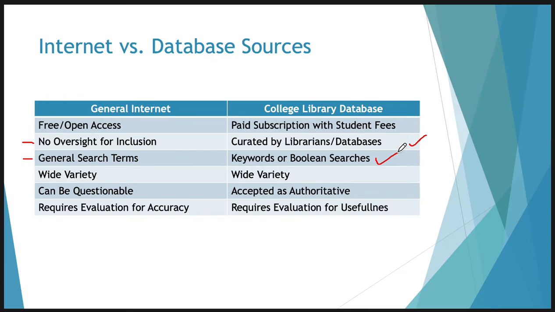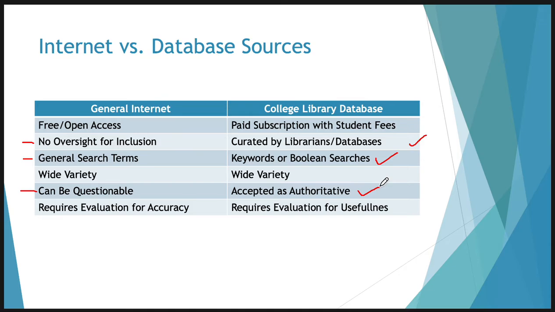Now, both the general internet and the college library databases have a wide variety of sources and types of resources. In fact, you can find everything from links to general databases in the college library to videos to blogs and podcasts, images, and even other types of video sources. The general internet has all sorts of things on it, but some of those things can be questionable, again, because there's no regulation there. In general, the college library databases are accepted as authoritative sources.